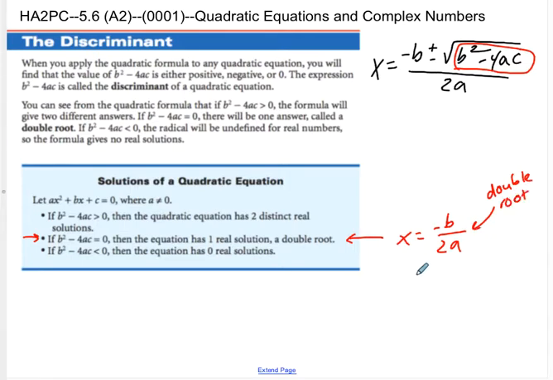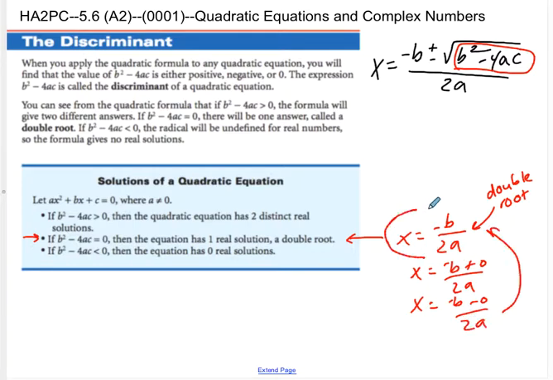because technically you'd get x equals negative b plus 0 over 2a, and you'd also get x equals negative b minus 0 over 2a, but both of them are the same root, so we get a double root, right? And you'll see that here. It talks about how there's a double root.